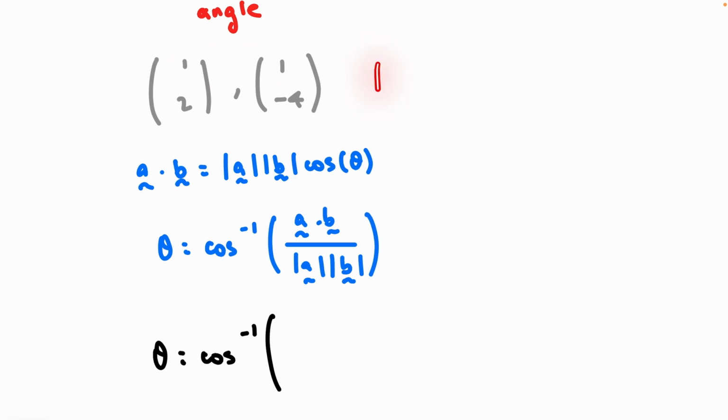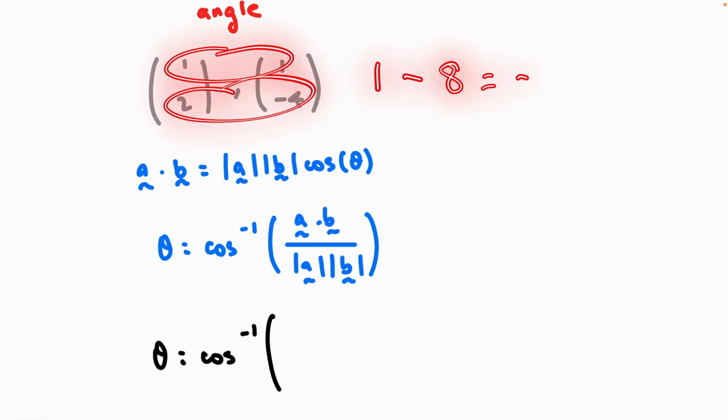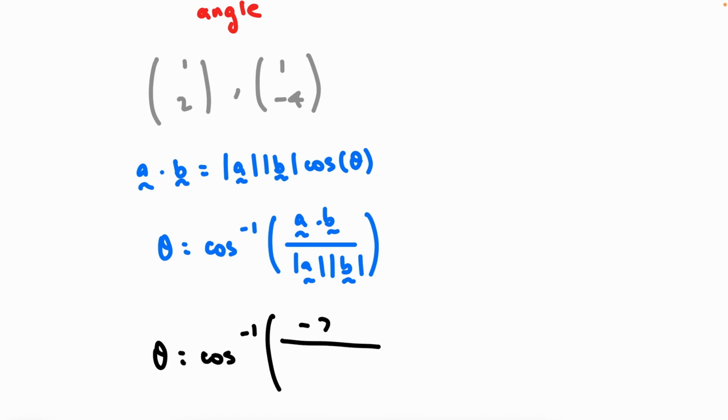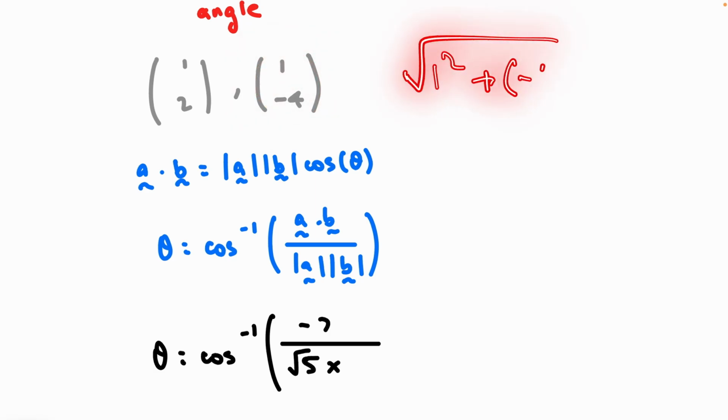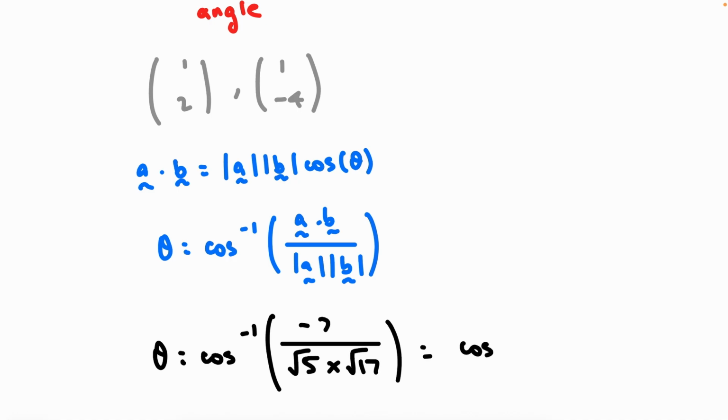If we dot product it out, we get 1 and then minus 8, which gives us minus 7. So that's the dot product of both these vectors, divided by the magnitude of both these vectors. The magnitude of the first vector is simply equal to the square root of 1 squared plus 2 squared, which gives us the square root of 5. And then the magnitude of the second vector is the square root of 1 squared plus negative 4 squared. And that gives us square root 17. So this is the same as, for neatness sake, minus 7 divided by the square root of 85.